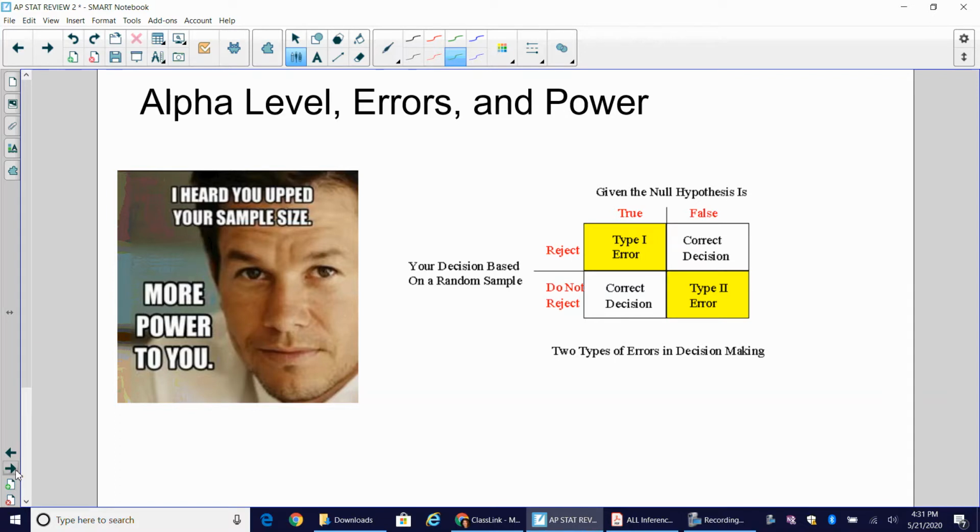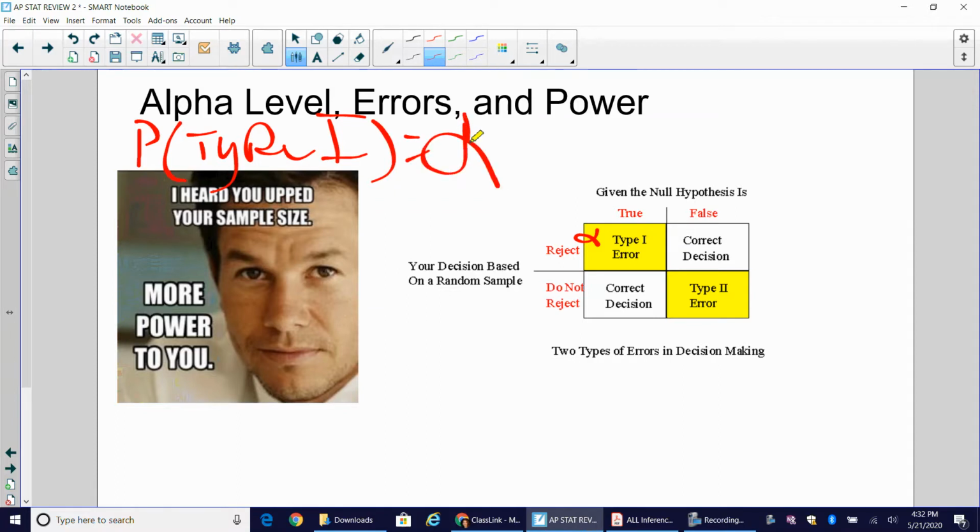Errors, alpha level, power, all these things. This is what this diagram right here shows. I would make sure I have it easily accessible on your formula sheet somewhere. One, we need to remember that your alpha level is the probability of a type 1 error. Okay, so the probability of type 1 is your alpha level.